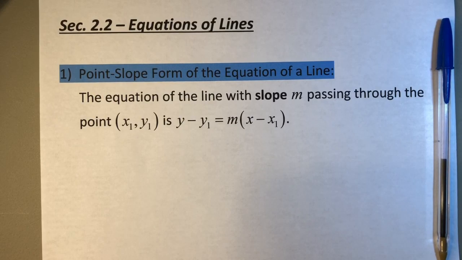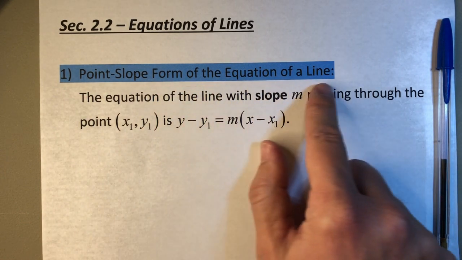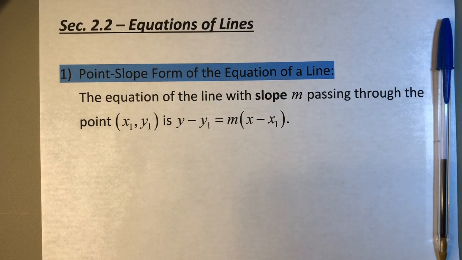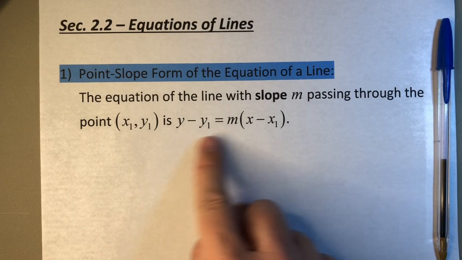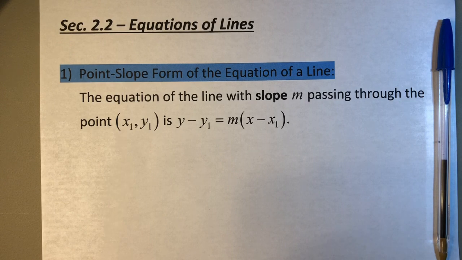Section 2.2, Equations of Lines. So the first thing in this section the book discusses is point-slope form of the equation of a line. It's nice to know this form, but honestly, you don't even really need to know it. It's really a matter of preference. It's available to you to use, but really, as I'm going to show you throughout the notes here, you really don't need to know it.